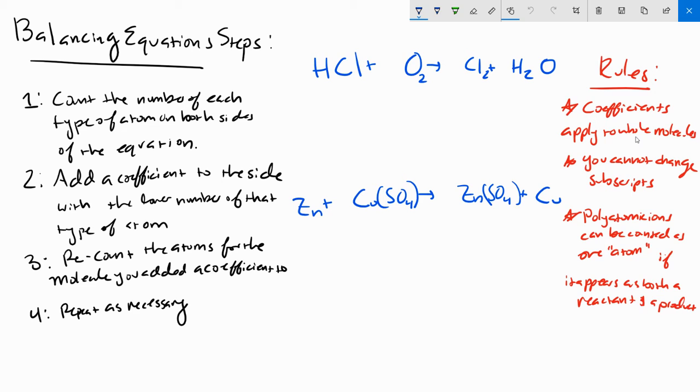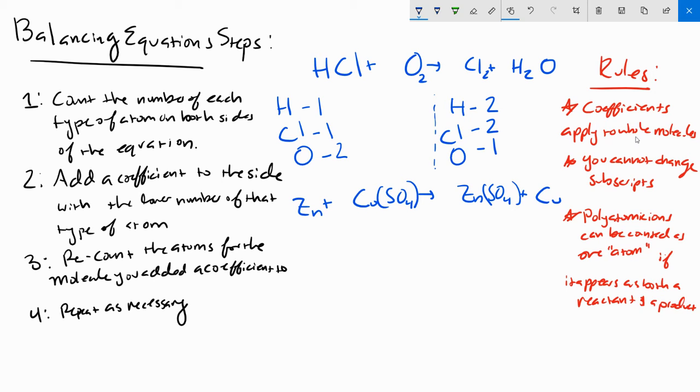Let's do this top example first. We have hydrochloric acid plus oxygen gas creates chlorine gas and water. So I want to do my first step. I want to count each kind. So I see a hydrogen, a chlorine, and an oxygen. And I'm going to make sure to put them in the same order on both sides. Divide it, just to make my life easier to compare. So on this side, I have 1 hydrogen and 1 chlorine and 2 oxygens. And on this side, I have 2 hydrogens, 2 chlorines, and only 1 oxygen.